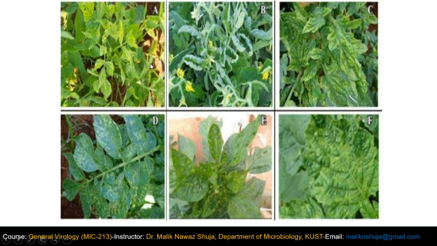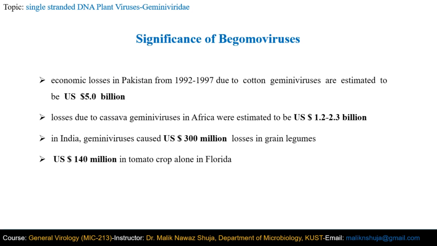In this slide, we will be able to see different types of symptoms which are produced by the Begomoviruses or Geminiviridae, such as yellow mosaic-like pattern, curling pattern, leaf deformation, and here is also mosaic or yellow veins. So it produces different types of symptoms in different plants.